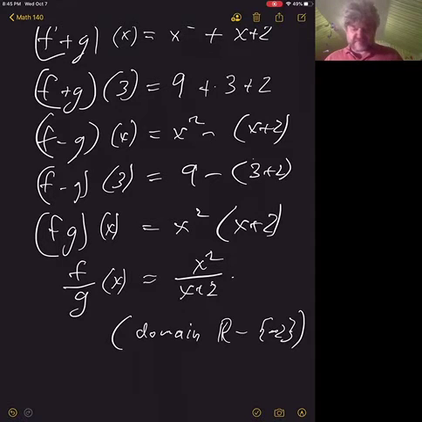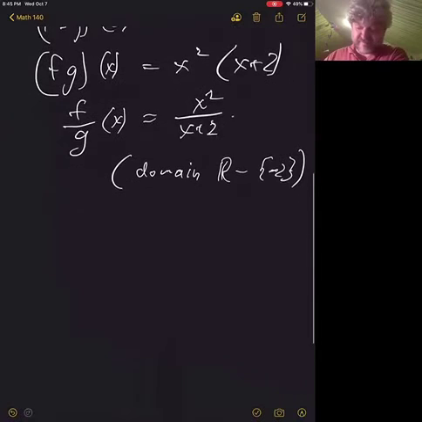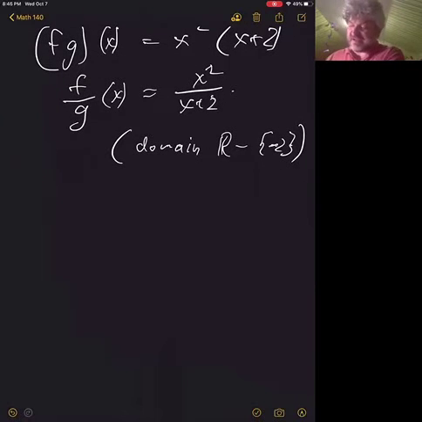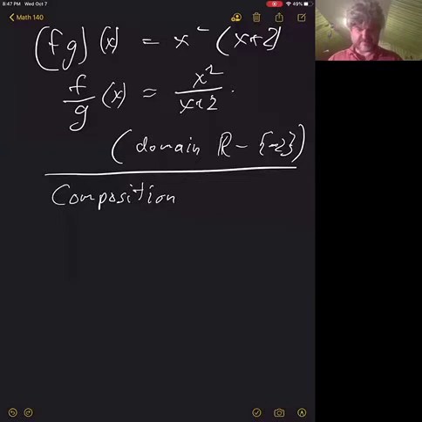That's all just basic arithmetic done with functions. Nothing very exciting happening here. But now we're coming to more interesting things you can do with functions. And the first of those is composition. For composition, it's best to think of every function as something like a machine or a black box that has an input and an output.